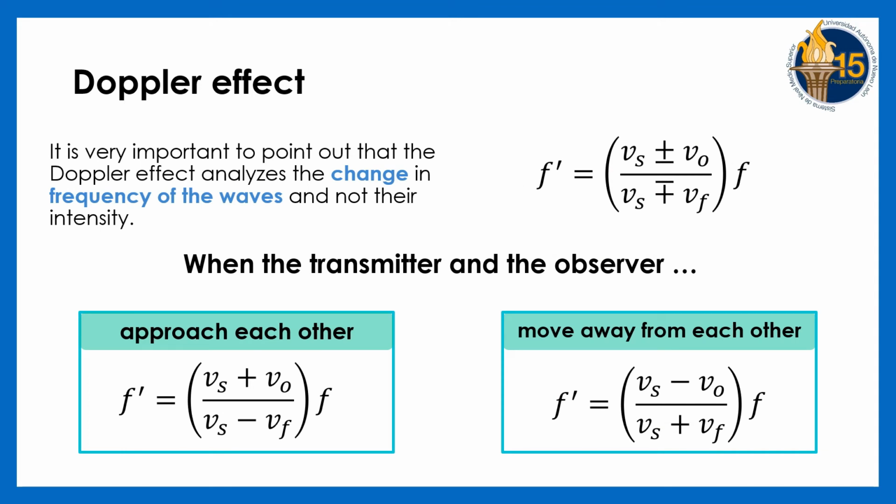It's very important to understand that the Doppler effect analyzes the change in frequency of the waves, and not their intensity. So here we have two different equations we may use depending on the case we have. f' is the apparent frequency. Vs equals the speed of sound. Vo equals the speed of the observer. And Vf equals the speed of the source. f obviously corresponds to the frequency of the sound.